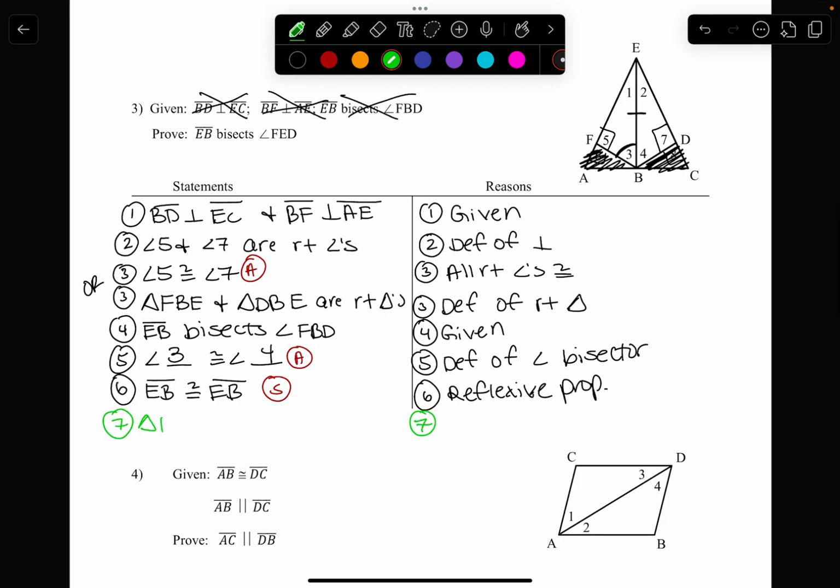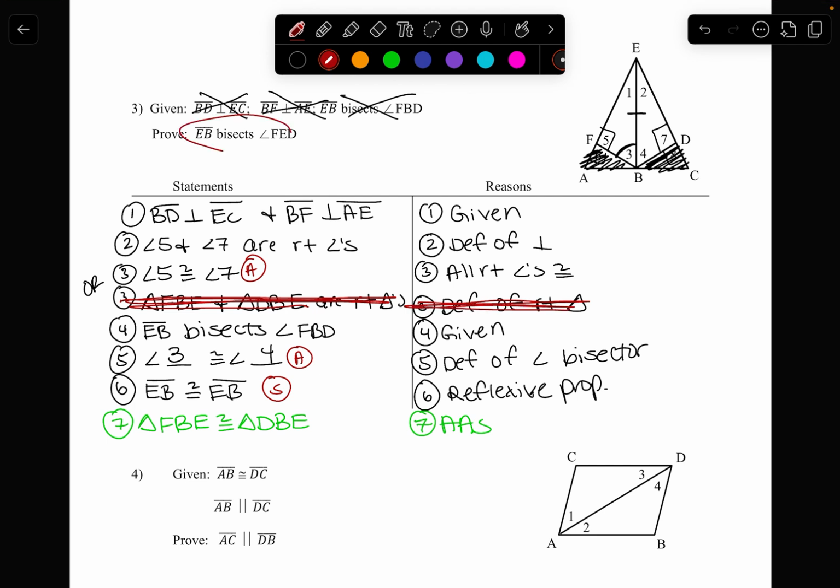So triangle FBE is congruent to triangle DBE, and my reason is angle, angle, side. Now, because that's angle, angle, side, I need to go back up here and I need to get rid of my second number 3, which is my right triangle information. Okay, but remember that I'm trying to prove that EB bisects angle FED.